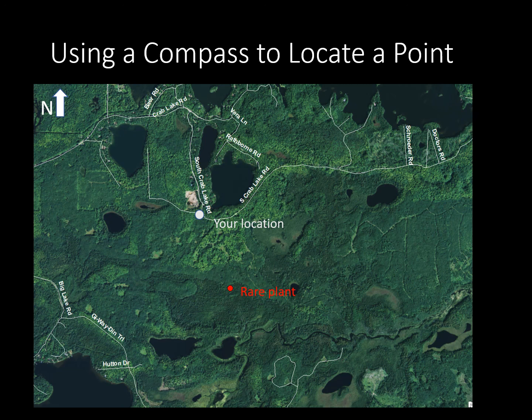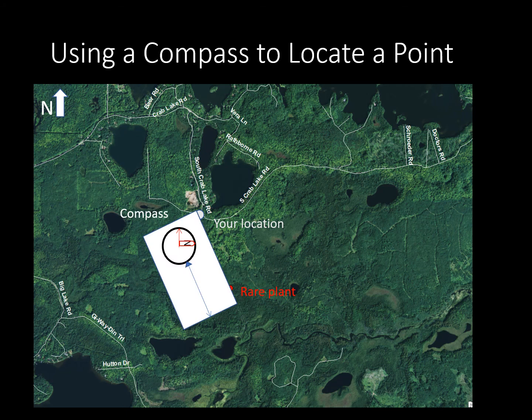Pulling out your paper map of the site that you received in your survey assignment, you first lay the compass on top of the map, lining up your location and the rare plant location along the long edge of the compass. Note that the compass needle will not necessarily line up with north on the map, depending on which way you're standing. So next, while holding the map and compass together, turn your body until the compass needle is parallel to north on your map, as it is in this example.